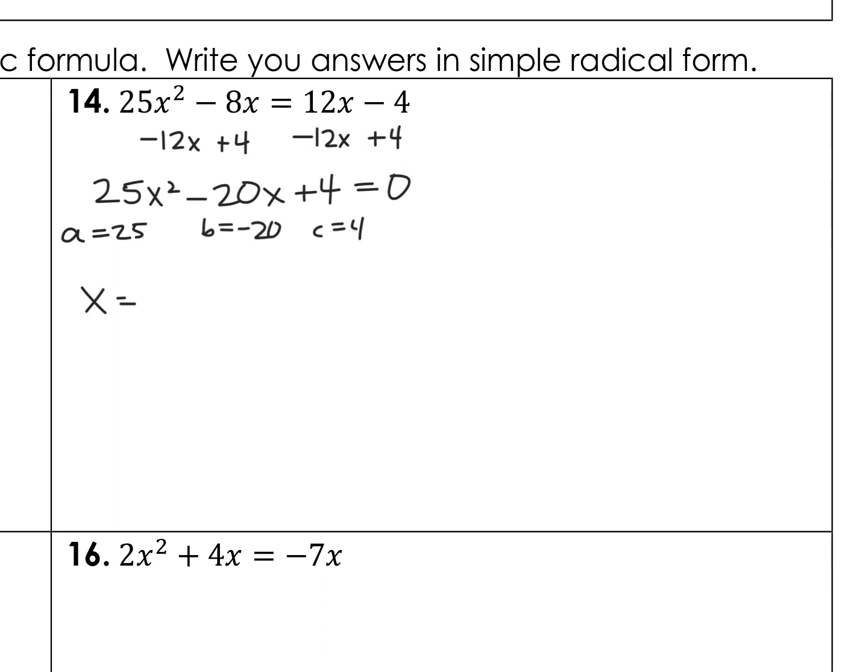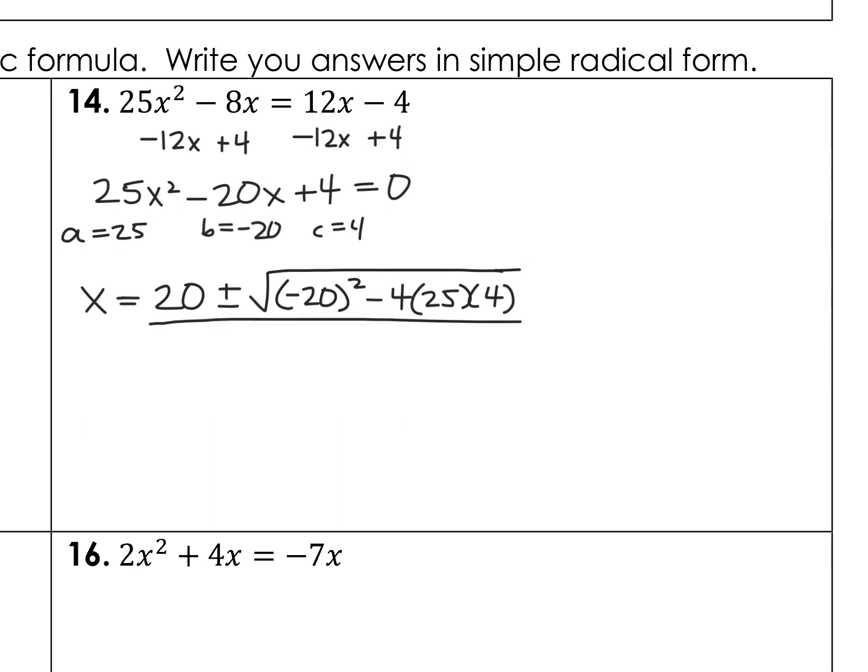It's a -20. What do I put? 20 plus or minus the square root of b squared. Make sure you put this in parentheses. (-20) squared minus 4ac. So 4 times a, which is 25, times c, which is 4. All over 2a. So 2 times 25.